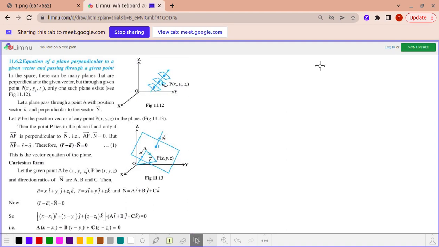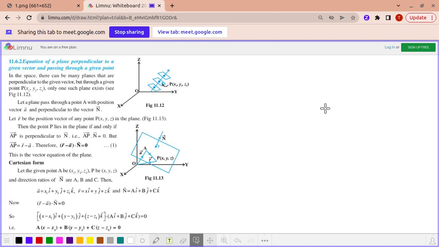So what we are going to discuss today is the equation of a plane perpendicular to a given vector and passing through a given point. That is the first one. Second, we will discuss the equation of a plane passing through three non-collinear points, and then we will discuss the equation of a plane in intercept form, and then we will solve relevant questions as well.